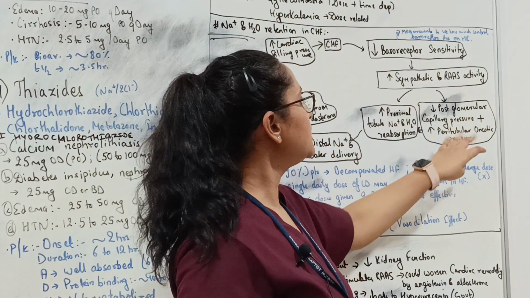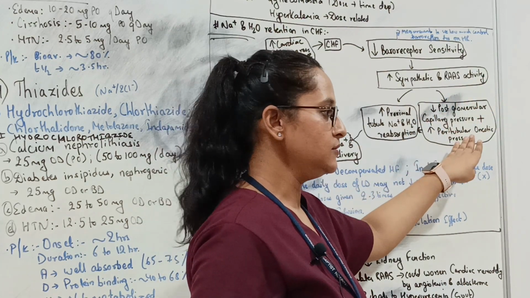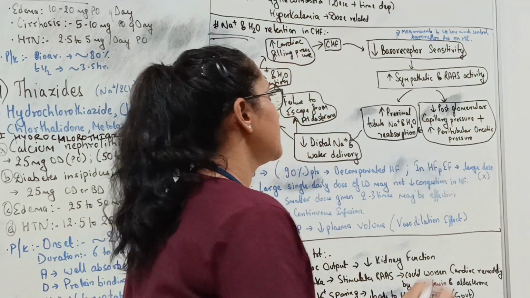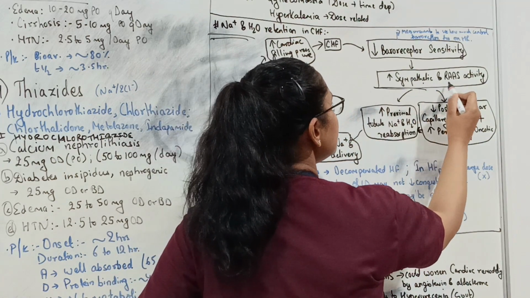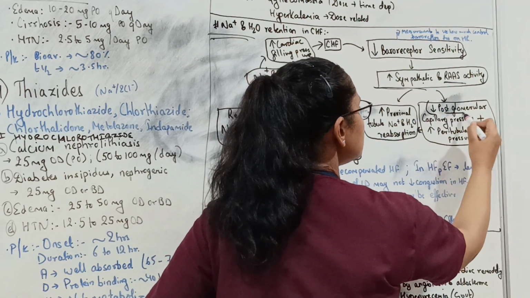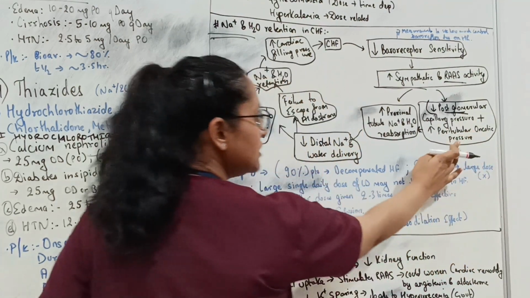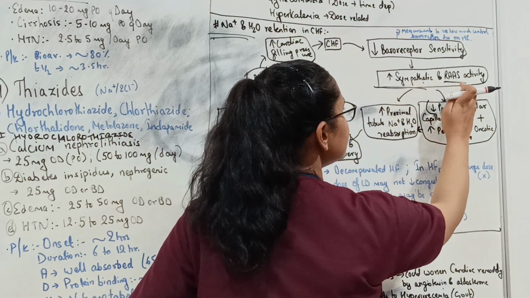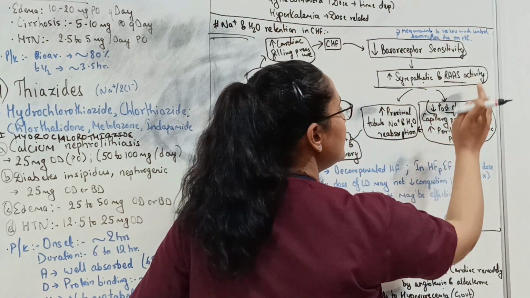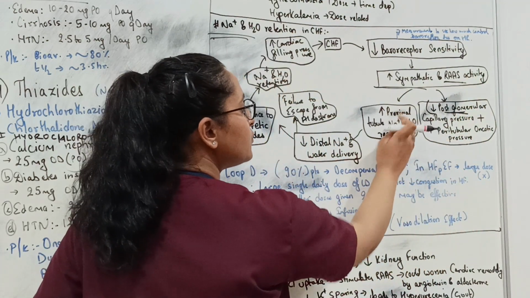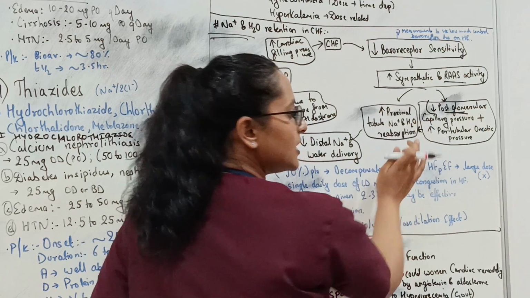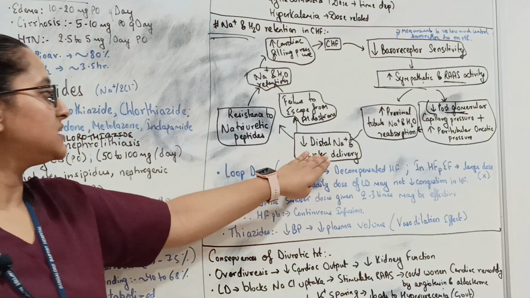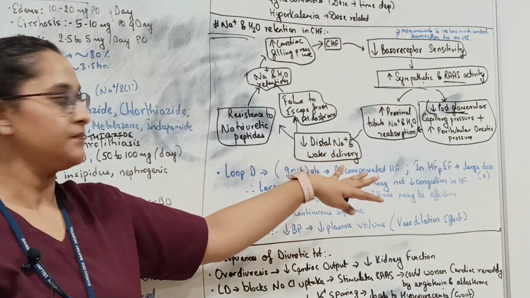That will lead to decreased post-glomerular capillary pressure plus increased peritubular oncotic pressure. So when there is increased sympathetic and RAS activity, it decreases the post-glomerular capillary pressure and increases the peritubular oncotic pressure. This condition leads to increased proximal tubule sodium and water reabsorption. Understood? Because of this, there is a decreased distal sodium and water delivery.